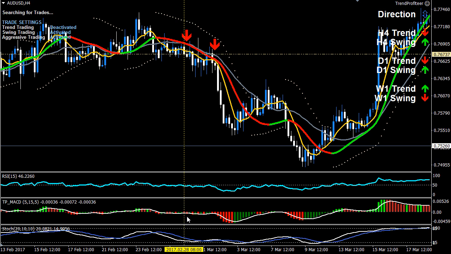And with the MACD, we need at least 2 consecutive green bars. We have 2 in this case, followed by a red histogram bar that is below the 0 line. Now, it doesn't need to be below the signal line as long as it's red and below the 0 line. And that's all we need to look for in a swing trade.